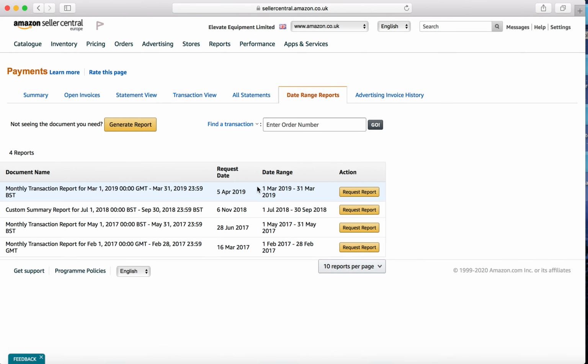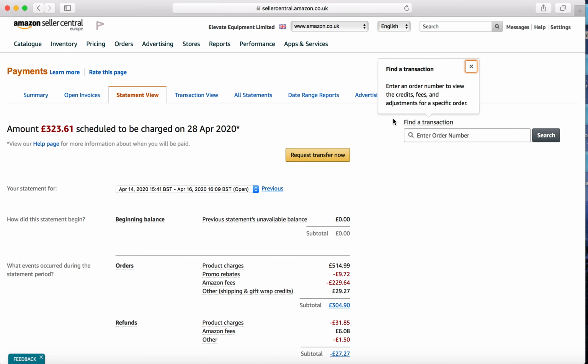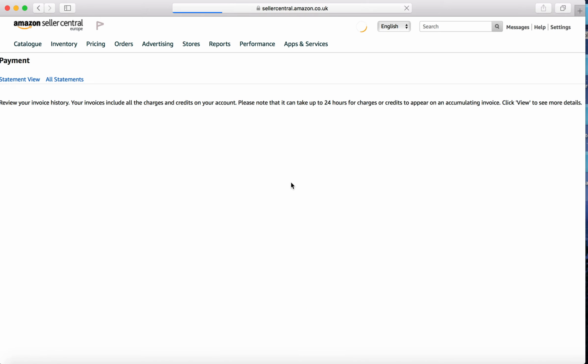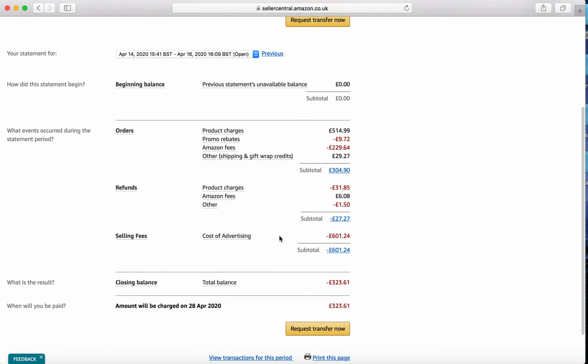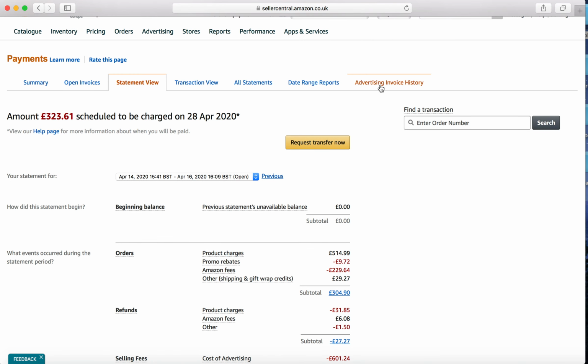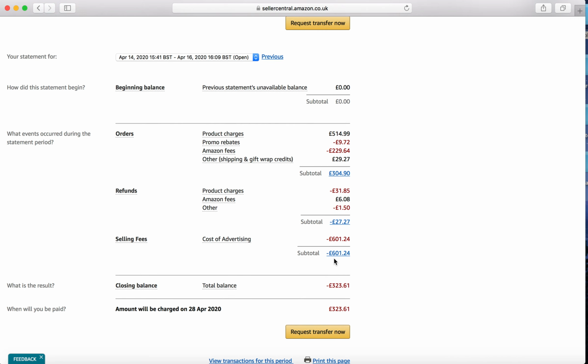Date range reports. You can start to request and generate reports over a custom period of time. So if you want to report your sales for every week or 2 weeks or once per month, you can get this statement view, but across a different time frame. Advertising invoice history. So this is probably where, I'm not sure if it's going to show up, but you can probably find out the £600 that we've been charged on ads. There is a way usually on the advertising invoice history. It's not displaying at the moment. It will show you how long those adverts have run for and during which period you've been charged.